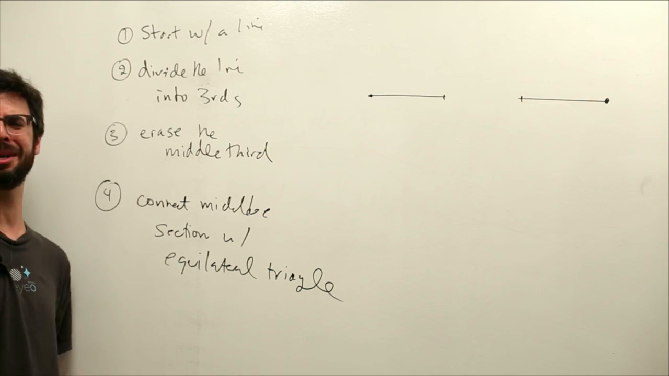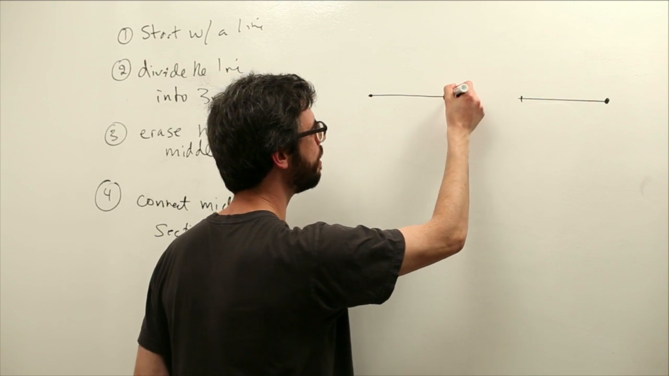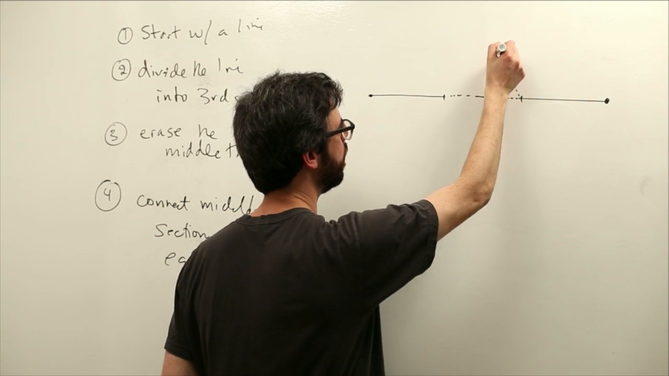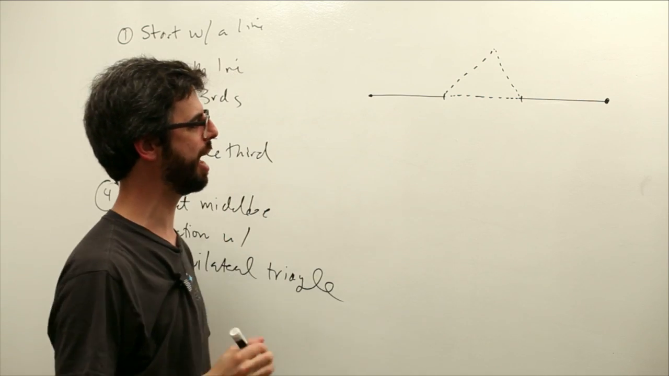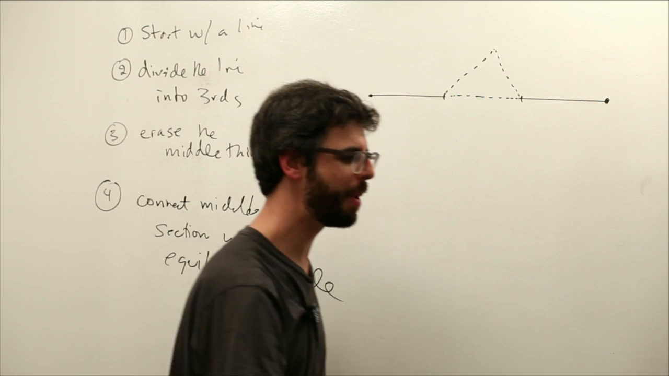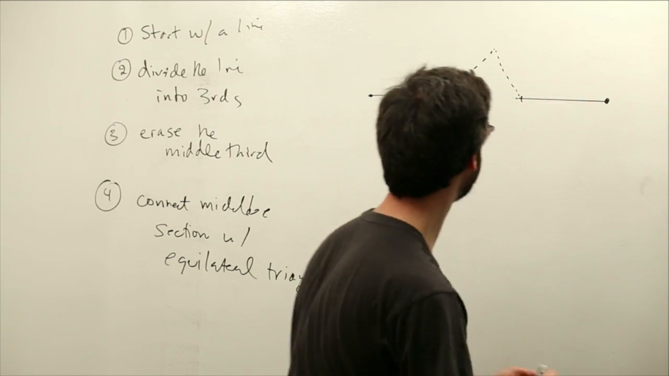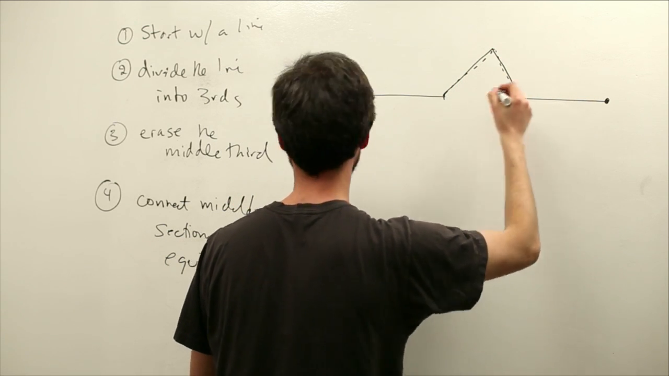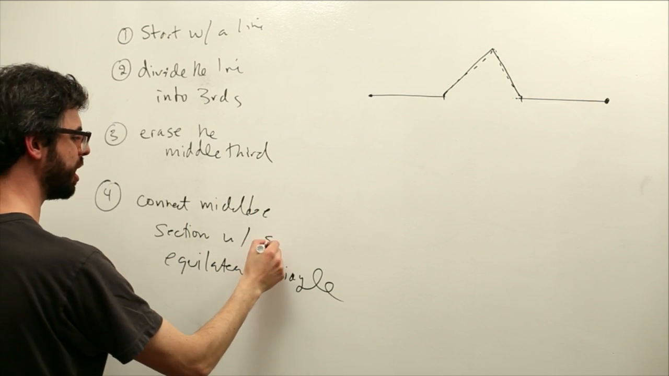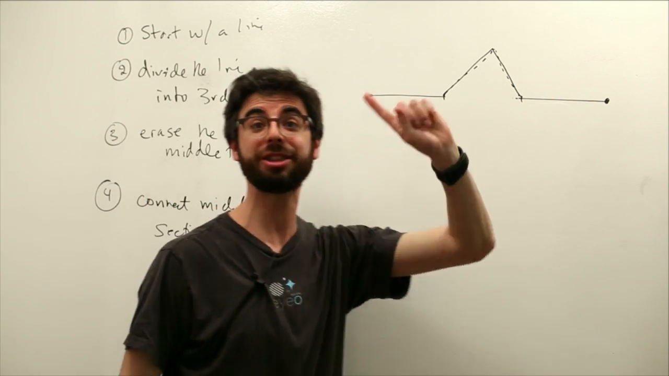What do I mean, connect the middle section with an equilateral triangle? It means we could imagine an equilateral triangle sitting there where each side is the same length as that third, but we're not going to use the bottom. So we're going to connect it like so. So I guess, connect the middle section with two sides of the equilateral triangle. So that's our production rule.